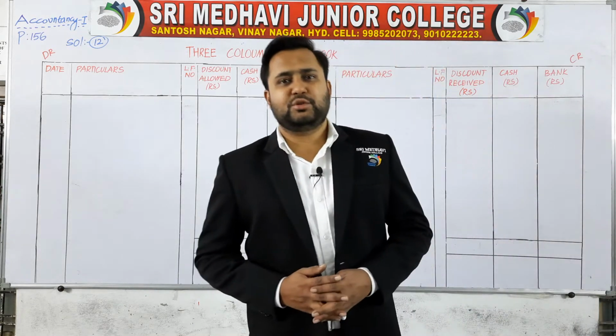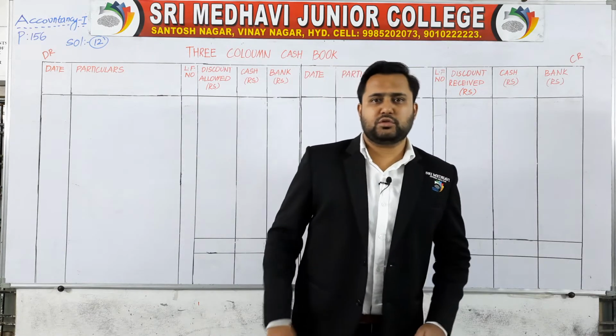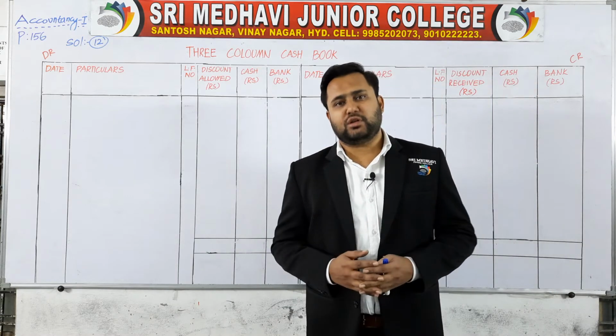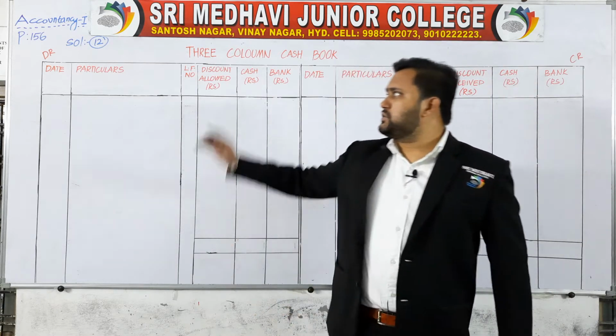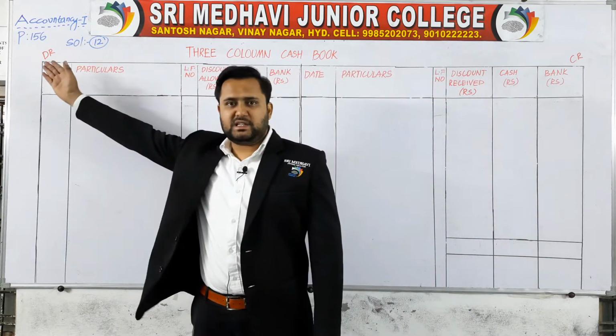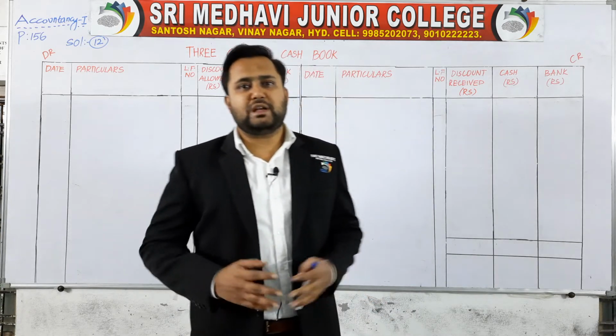Hello everyone. Today we are going to discuss one of the problems from your cash book, in which we are going to solve a 3-column cash book problem, or you can say triple column cash book. You will find this question in your Telugu Academy textbook, page number 156, question number 12. As you can see, there are 12 columns.